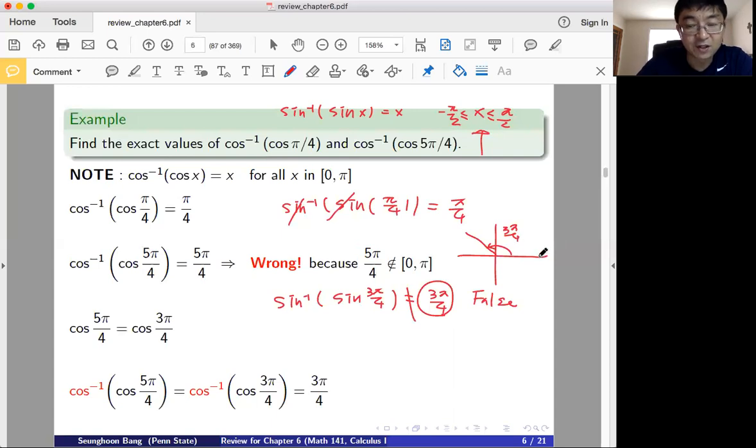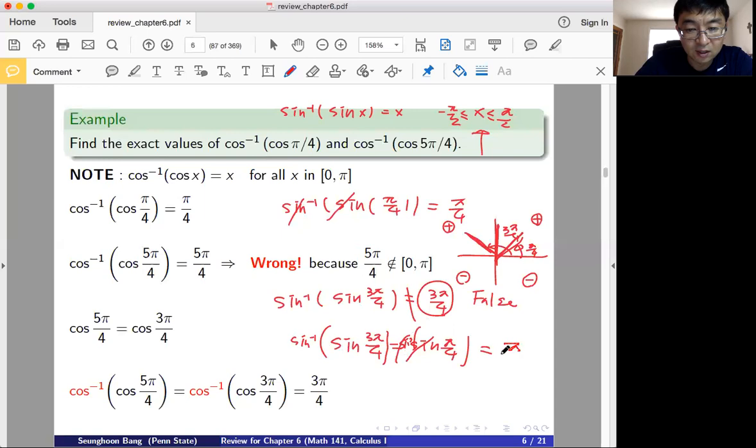So what's the sine function like? Sine function is positive, negative. You have to reflect this segment about the y-axis. We have it. So this angle is pi over 4. So how can you do that? Sine 3 pi over 4 is the same as sine pi over 4. You can take inverse sine on both sides. The inverse sine on both sides cancelled. The answer is pi over 4. This is the whole idea for solving this problem.